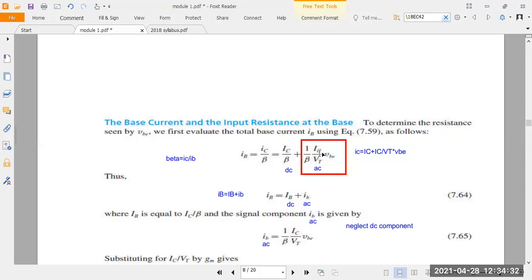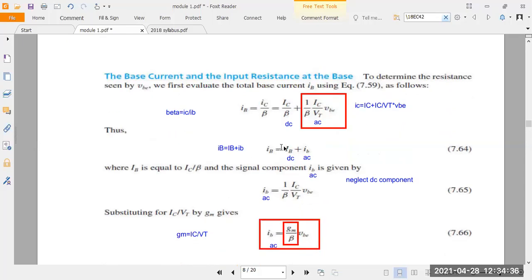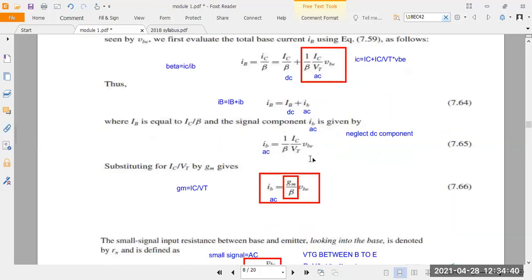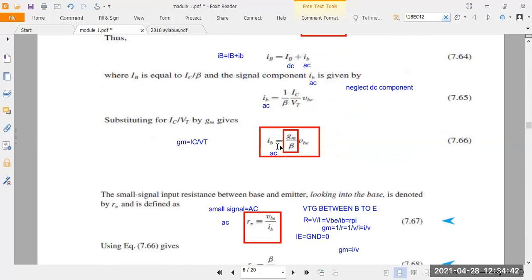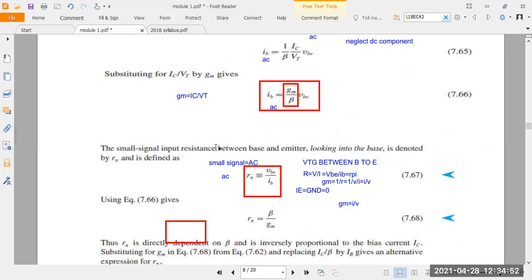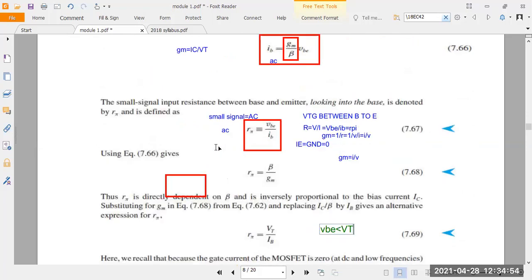Then I substitute the IC equation from the previous equation. Then total base current is now DC plus AC. You take only AC here, find out the IB, you'll get gm divided by beta into VB. So here gm is nothing but IC divided by VT, when VB is small.